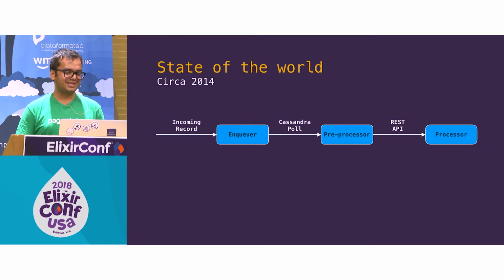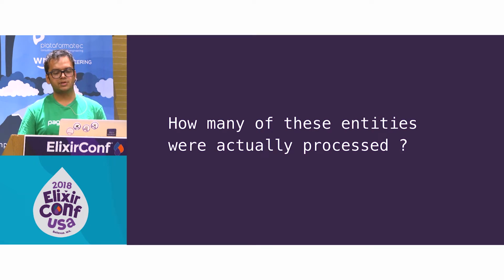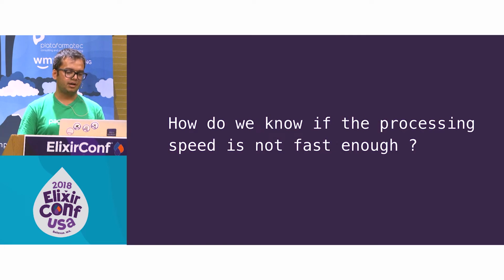It was not really easy because the incoming record that comes in was being stored in this custom, in-house, distributed task queue that was built using Cassandra. And because of that, it was not really easy for us to get the numbers right. So in order to answer this one question, how many of these entities were actually being processed, as well as another important question, was the processing speed fast enough? Did we actually manage to get all the data that was coming in, do some sort of enrichment, and get the data out? We were trying to come up with some sort of solution.